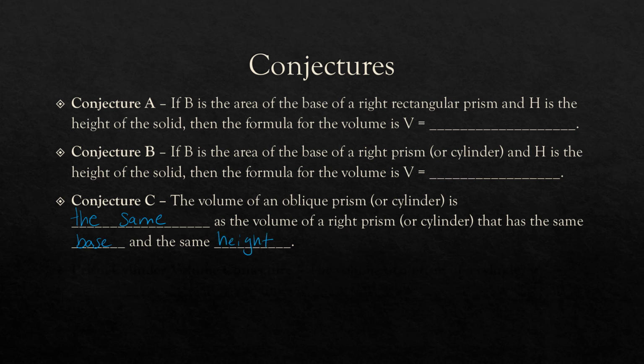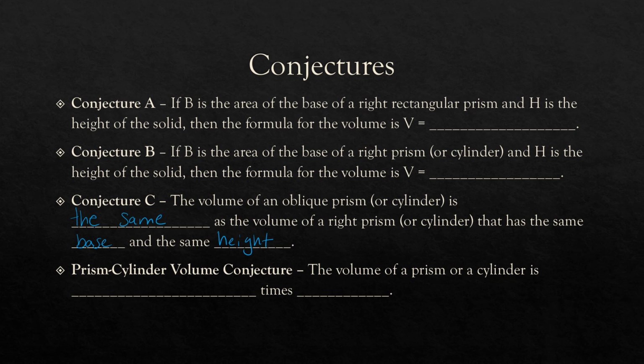Let's combine all of these. Our prism cylinder volume conjecture: the volume of a prism or a cylinder is always the area of the base times the height. Now remember, with all these investigations, we had the same volume formula applying to all the prisms and cylinders, regardless of the shape of base.